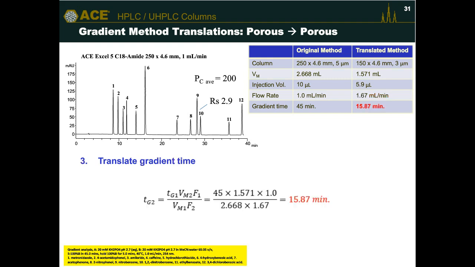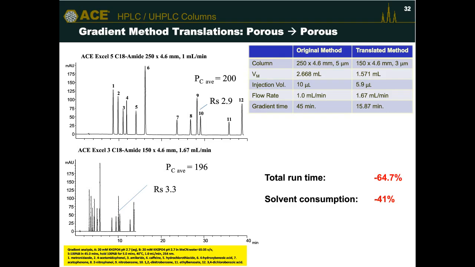The difference we have with our gradients is this gradient time. And you've got all of the values you need from the first experiments, the first equations, to then plug those numbers into this gradient time equation. So here, our 45-minute gradient time is multiplied by the ratios of column volume and flow rate, and it's suggesting that our new gradient time is 15.87 minutes. Now what that looks like is the original method, but faster.